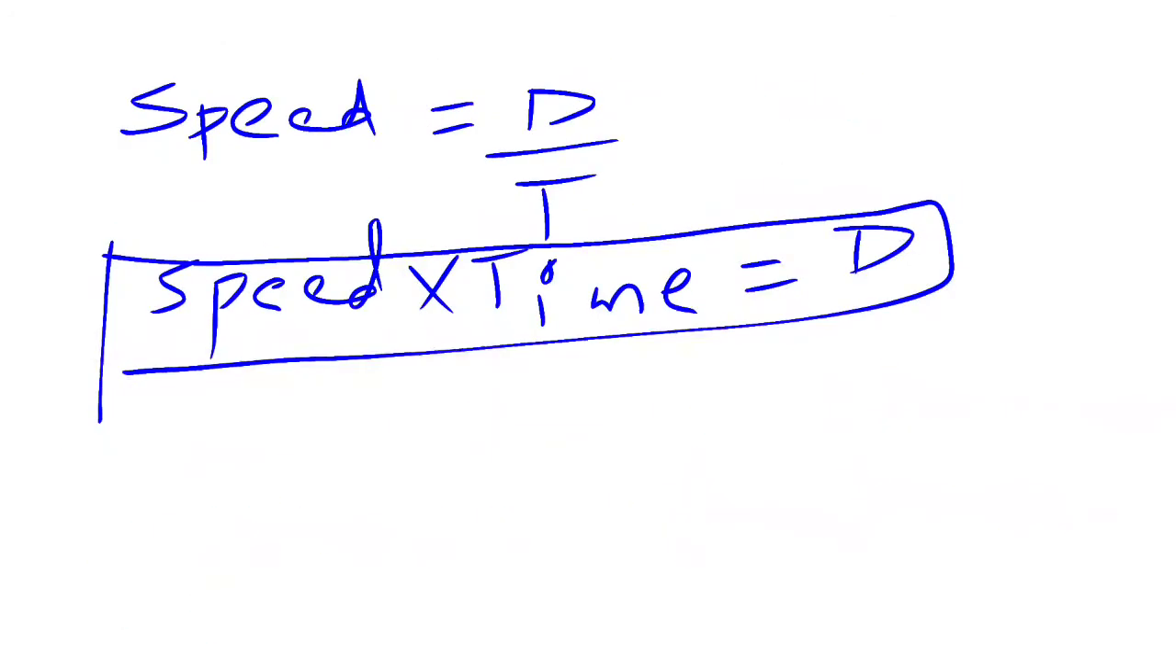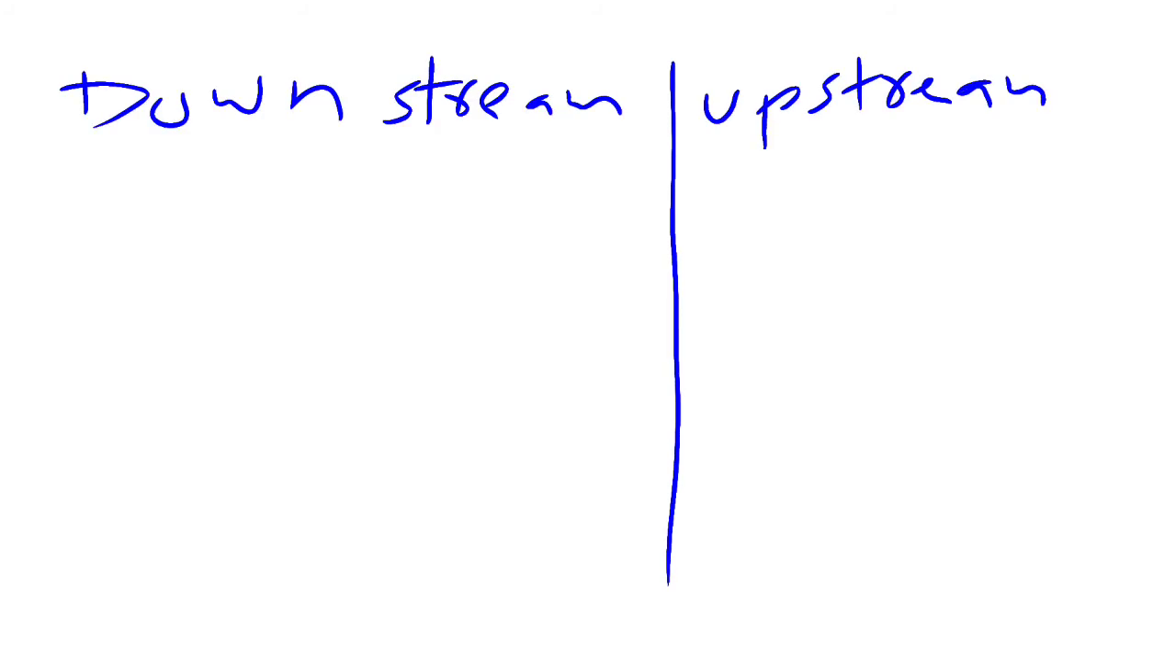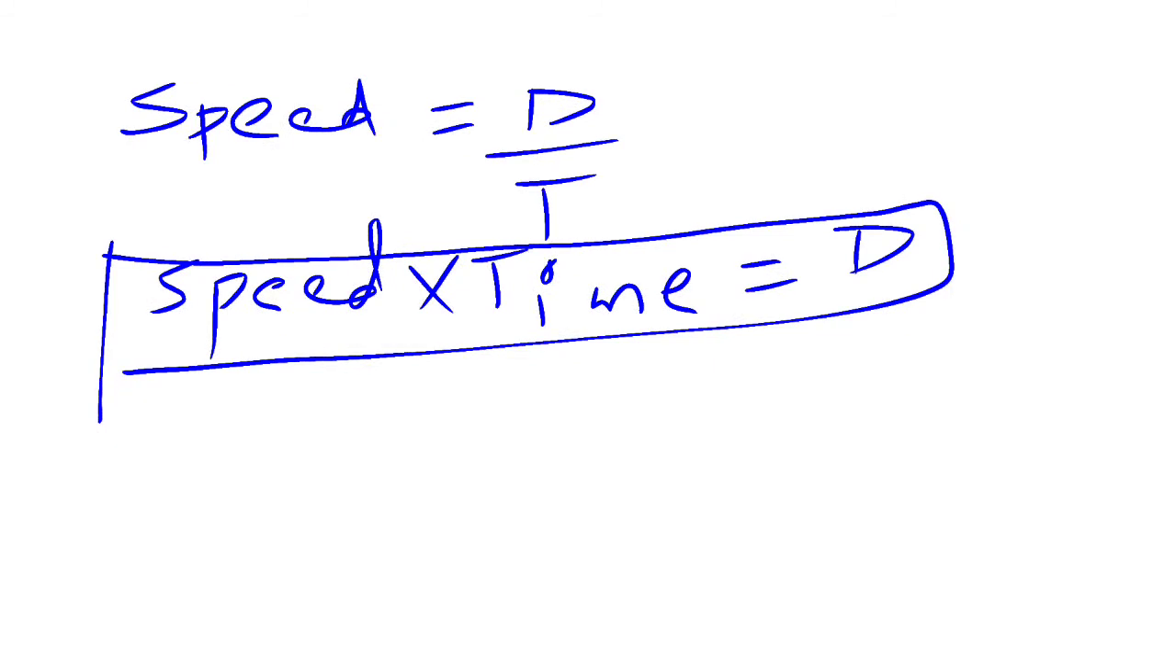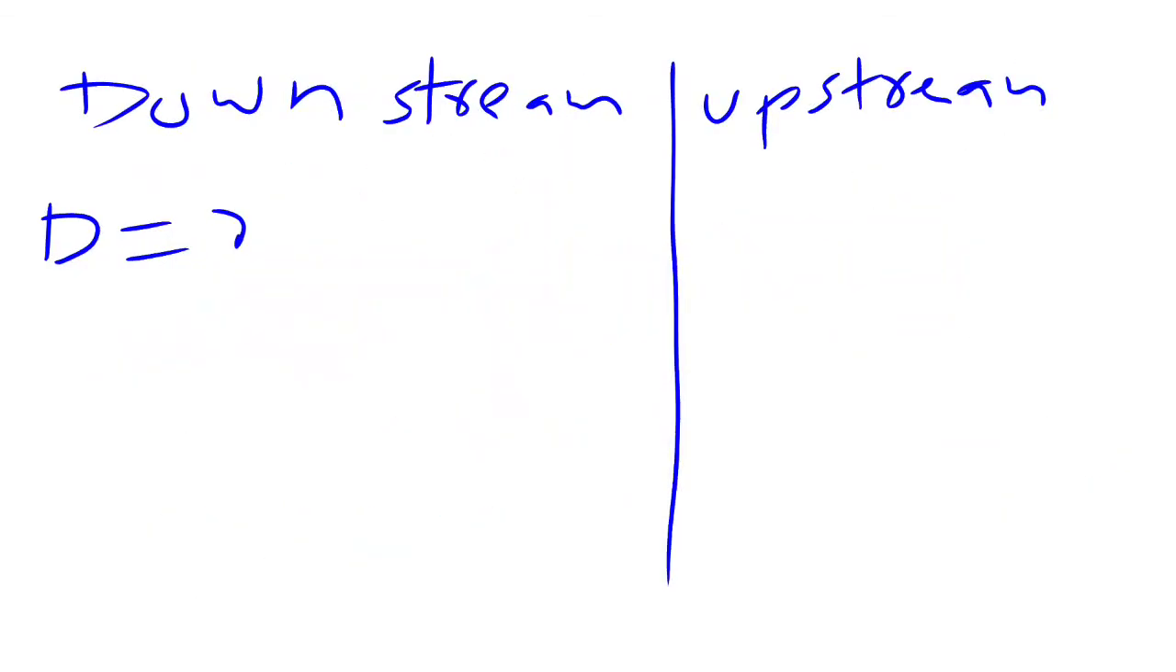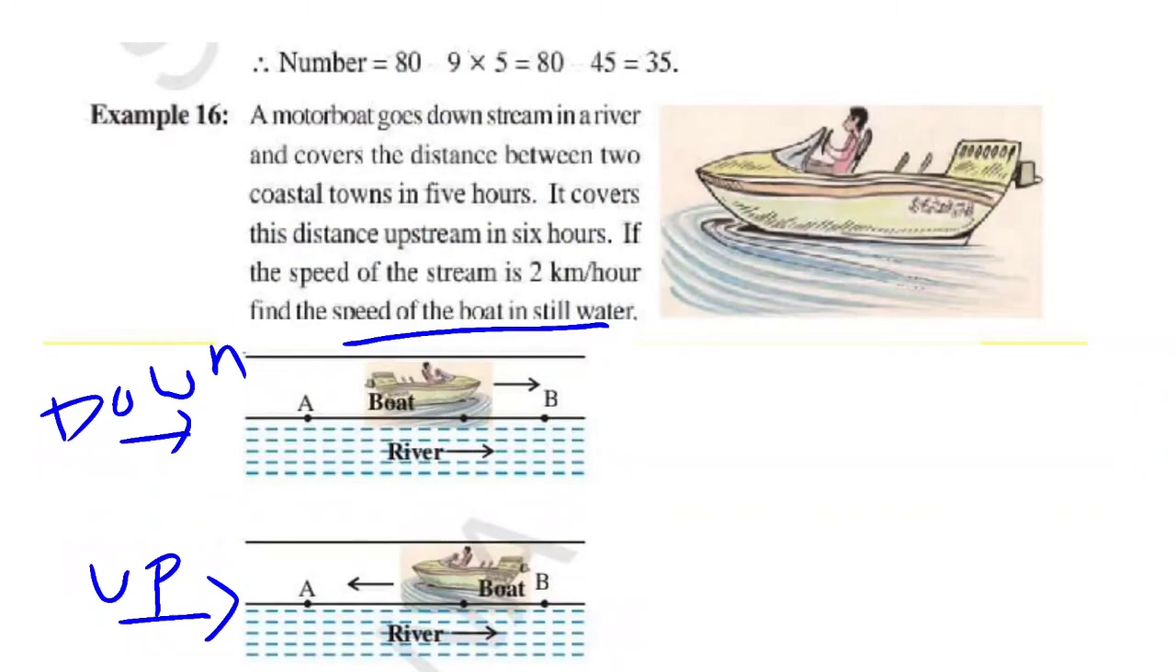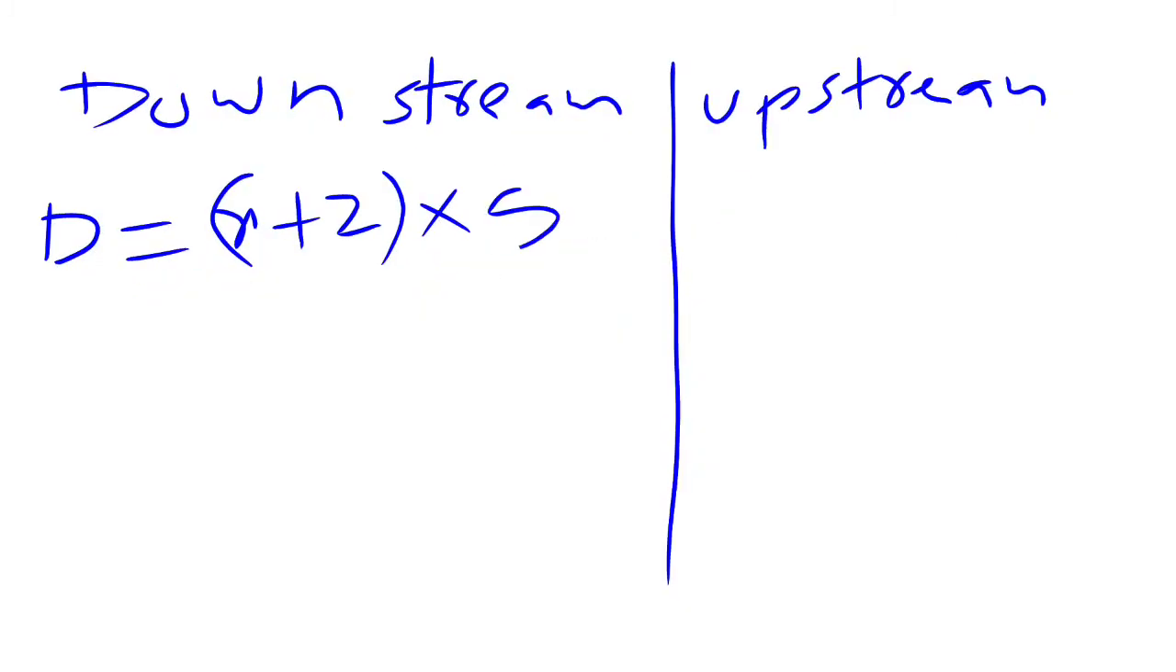In the downstream the distance is equal to, what is the distance formula? Speed into time. So in the downstream what is the speed? x plus 2. And what about time? How much time is taken in the downstream? Here given, 5 hours in the downstream. So here 5 will come. So x into 5 is 5x, 2 into 5 is 10. So the distance in the downstream is 5x plus 10.